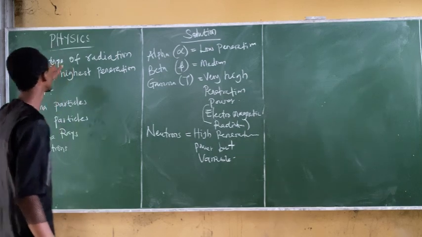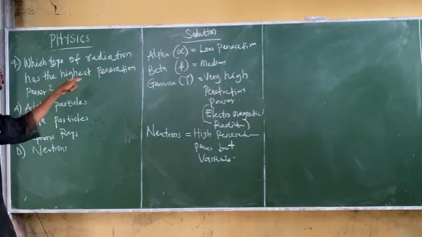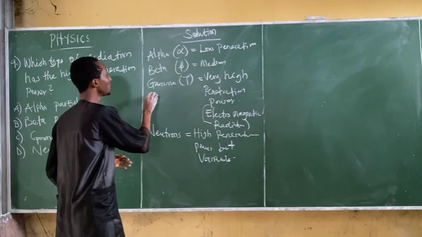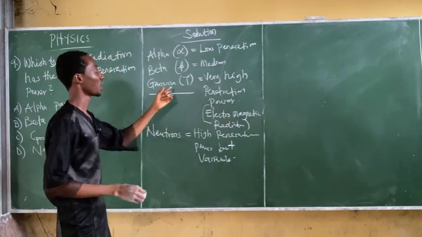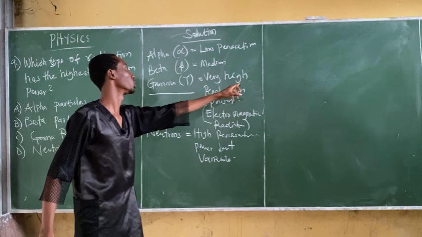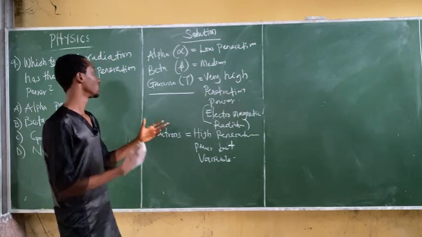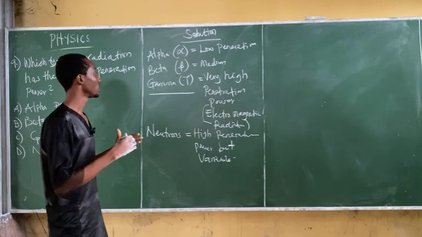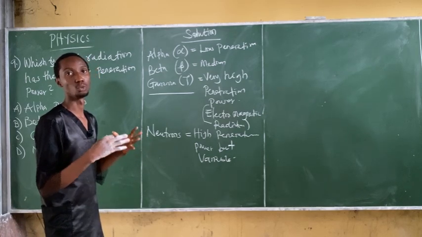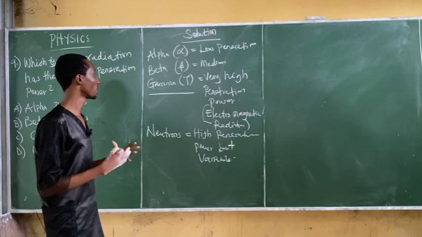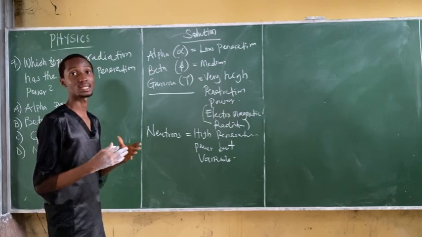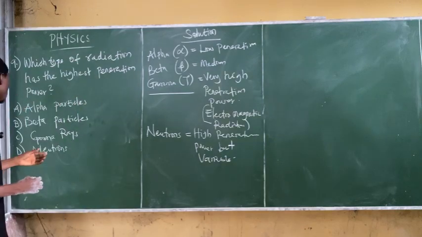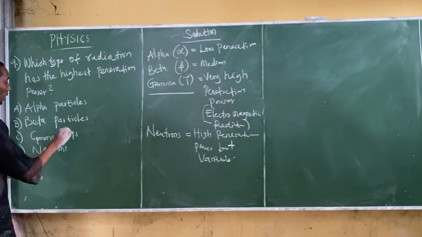The question says which type of radiation has the highest penetration power? From what we stated there, we can boldly say that the gamma rays has the highest penetration power. The gamma rays penetrate deeply and require a very thick lead to block them. So the final answer here, the correct option is option C, the gamma rays.